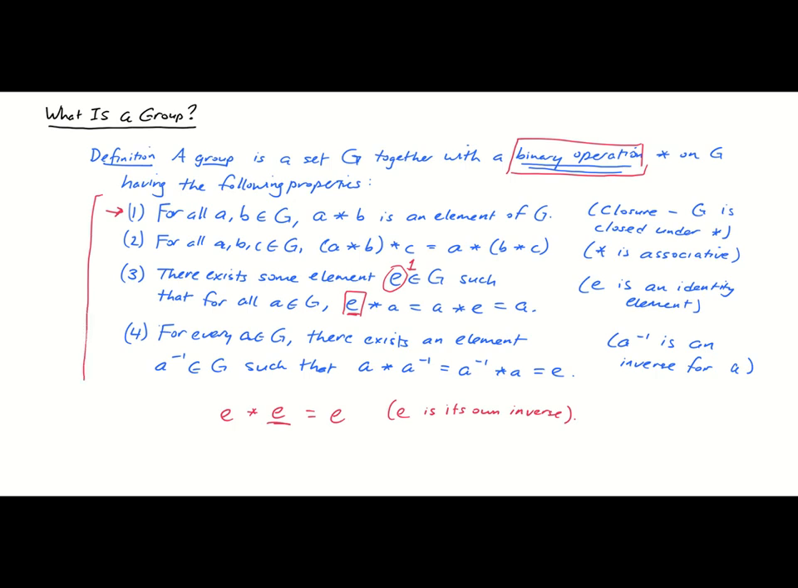Okay, so these are the 4 properties that we have to have in order to call a set together with an operation a group. We have to have closure, we have to have associativity, we must have an identity element, and we have to have an inverse element for each element of the group.